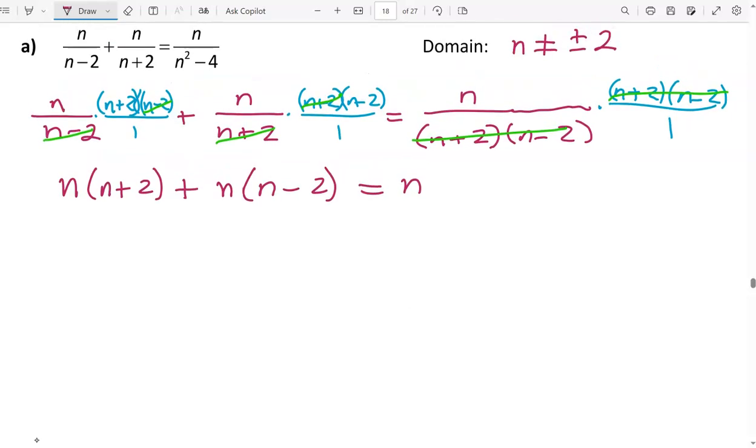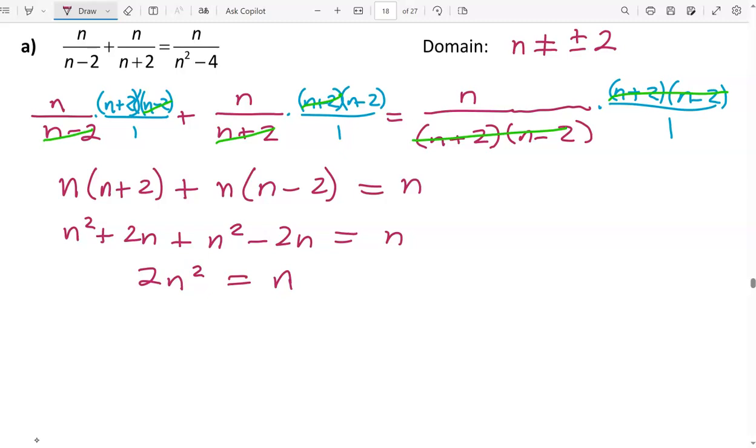Now let's do some distributing. n squared plus 2n plus n squared minus 2n is equal to n. So now we have 2n squared on one side of the equal sign, because our positive and negative 2n add up to 0, equals n on the right side.